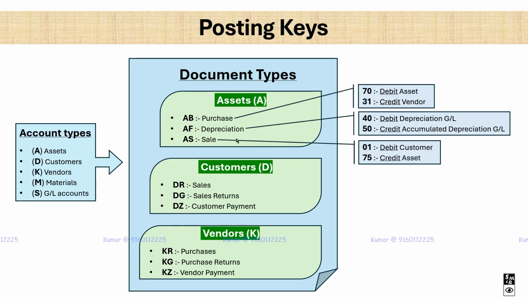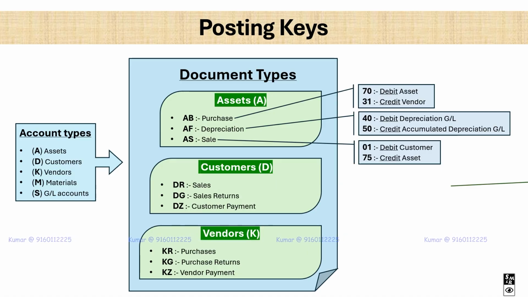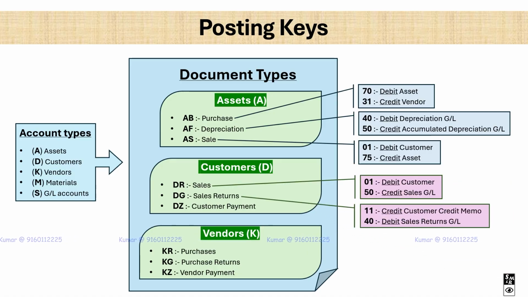And coming to the next, posting keys for the customer account type. When we do sale, debit the customer, credit the sales. Posting key is different, again 01 to debit the customer, and 50 is used to credit the sales general ledger account. And sales returns: credit customer credit memo, and debit sales returns general ledger account.